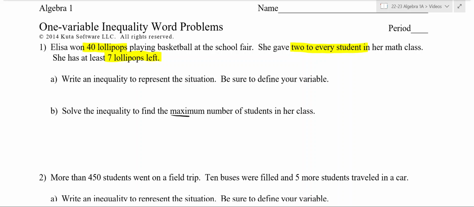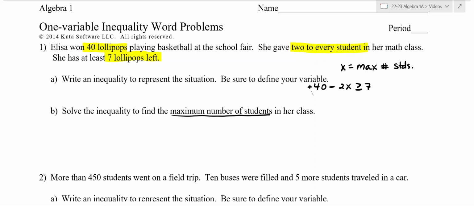This right here, max number of students, is the variable, right? So then x is going to be the max number of students in class. And she gave 2 lollipops to every student, so that's 2x. She has at least 7 lollipops left over. Least means that she can have more. She can have 7 or she can have more. Right, so 40 minus 2x is going to be greater than or equal to 7.